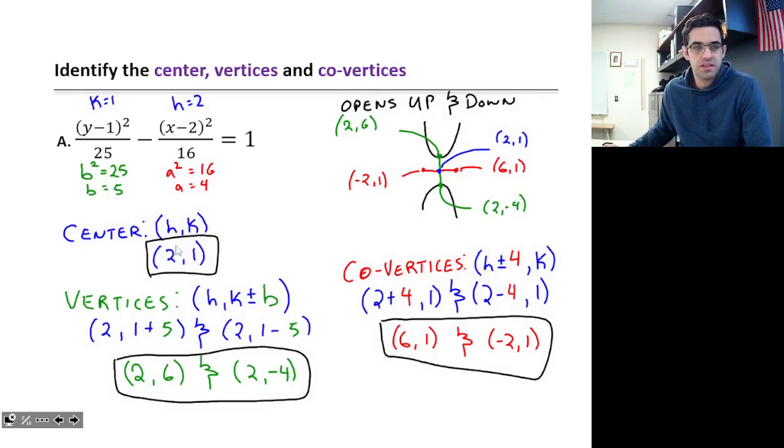So because my center is at (2, 1), I can go up 5 or down 5. So that means add or subtract 5 to the y value of the center. And that'll give us the vertices of the hyperbola. And then if I go left or right from the center by 4, I get the co-vertices. So I'm going to add or subtract 4 to the x value of the center, and that'll give us the co-vertices.